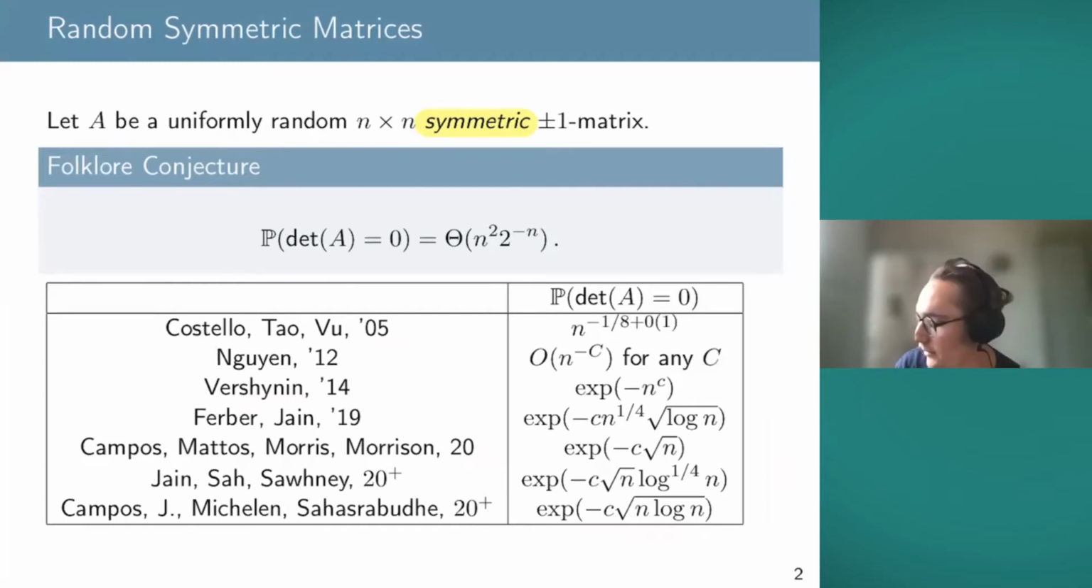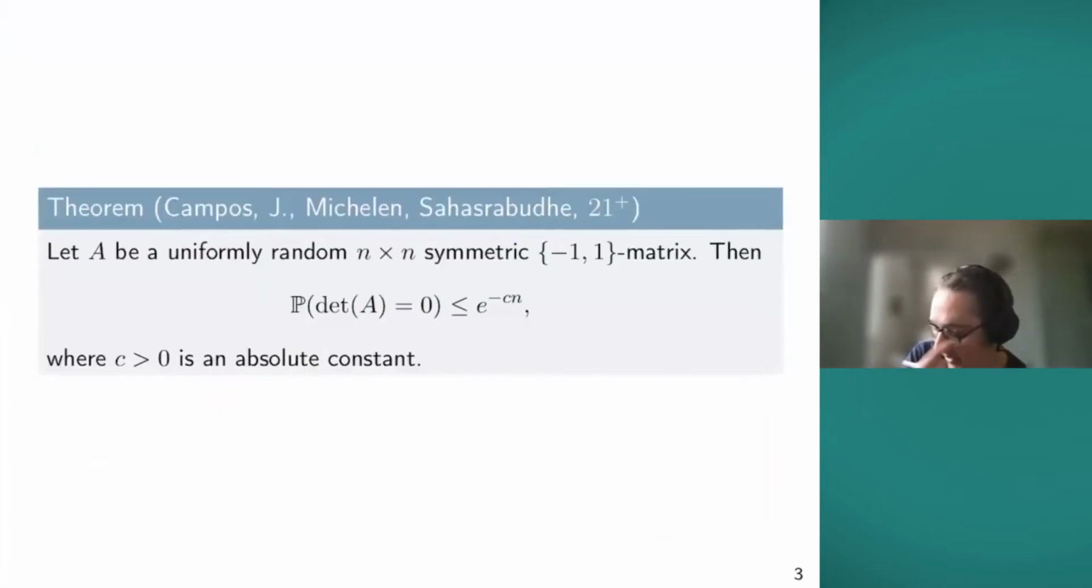Okay, but the result I want to talk about today is an exponential bound of the singularity probability. So again, just let A be a uniformly random symmetric plus minus one matrix. And the probability that A is singular is exponentially small in n. So e to the minus c n, where c is some small absolute constant.